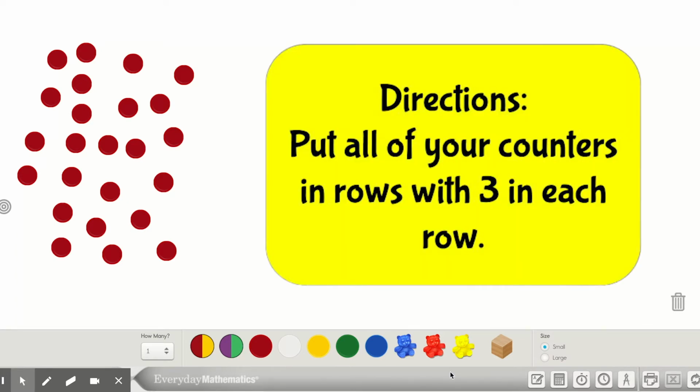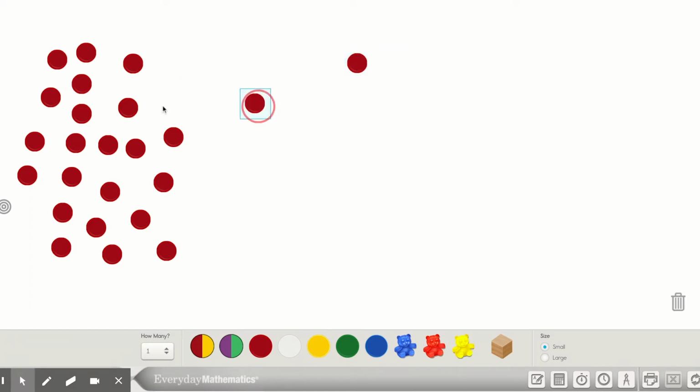So Simon says, put all of your counters in rows with three in each row. How many rows are there? So you have your counters and you have to put them in rows with three in each. So I'm going to take my counters. So there's one row of three, and I need three counters in each row.